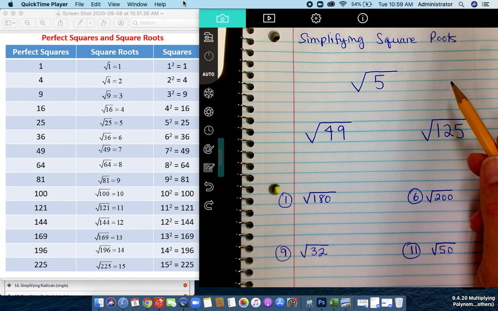As in, 1 is 1 times 1, meaning 1 squared. 4 is 2 times 2. 9 is 3 times 3, etc., on down to 225, which is 15 times 15.